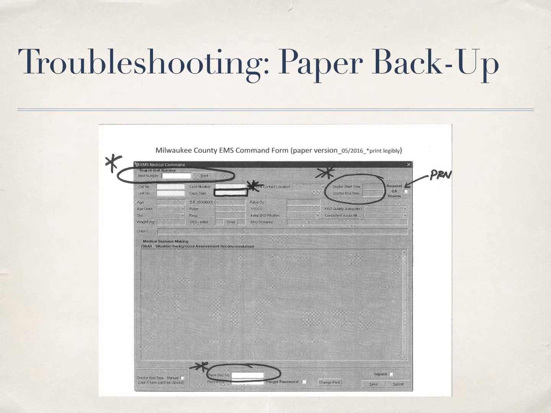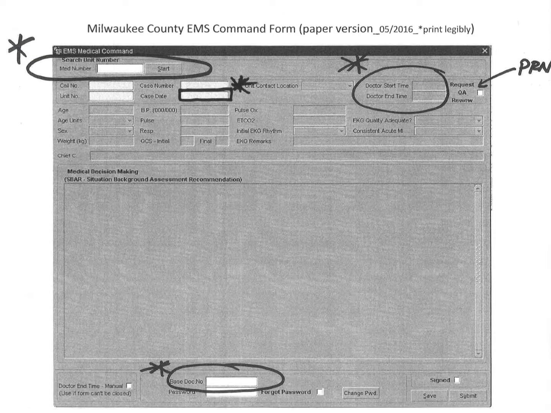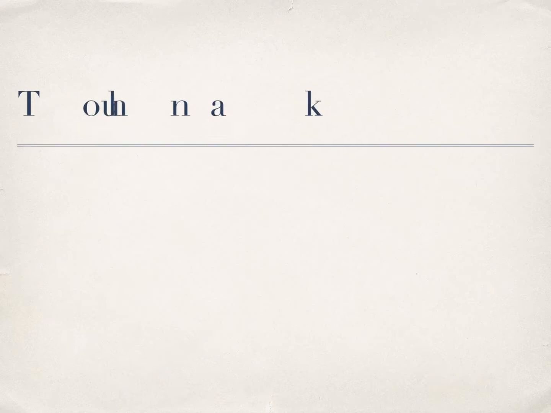If you are unable to use the electronic form for any reason, please complete the paper form found in the brown file folder near the computer. This form is simply a screenshot of the online form. The required areas are marked by a black circle and asterisk. These include the med number, the date, the start and end time, and your doctor number. Completed paper forms should be placed in the lockbox near the computer stations.